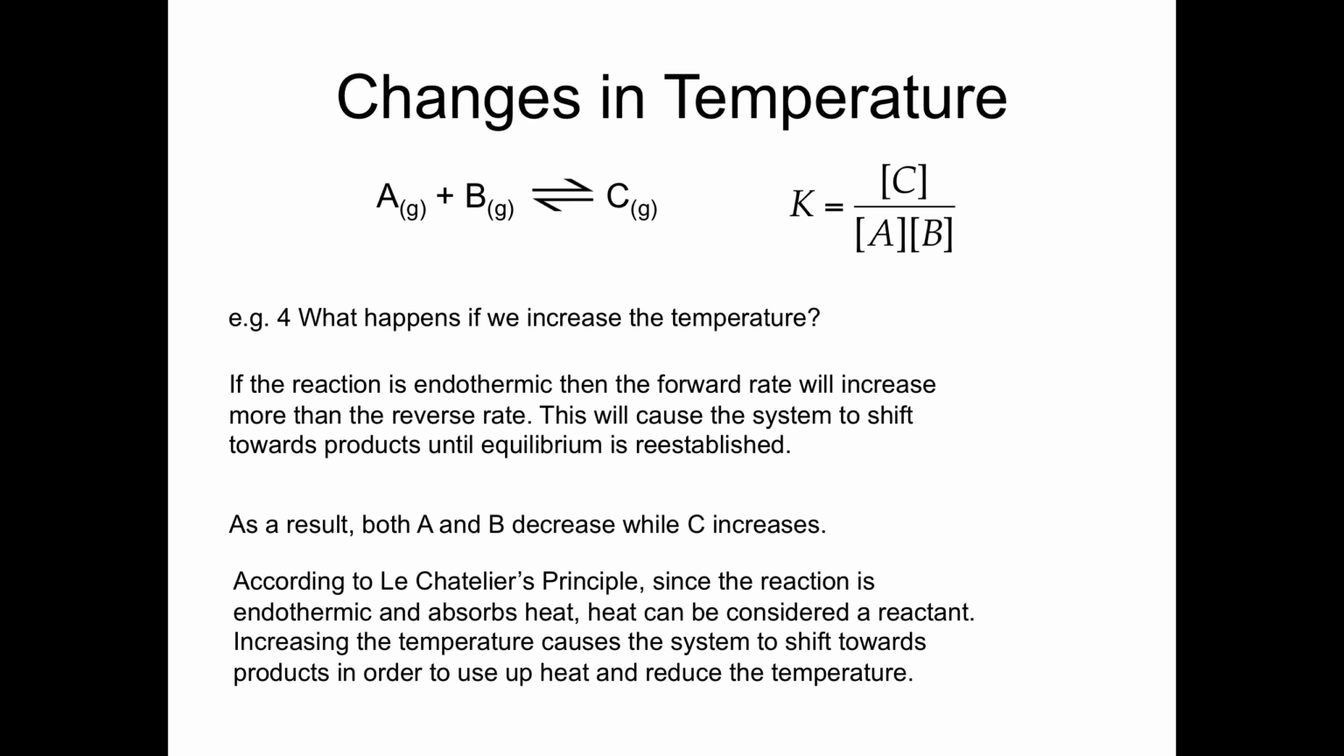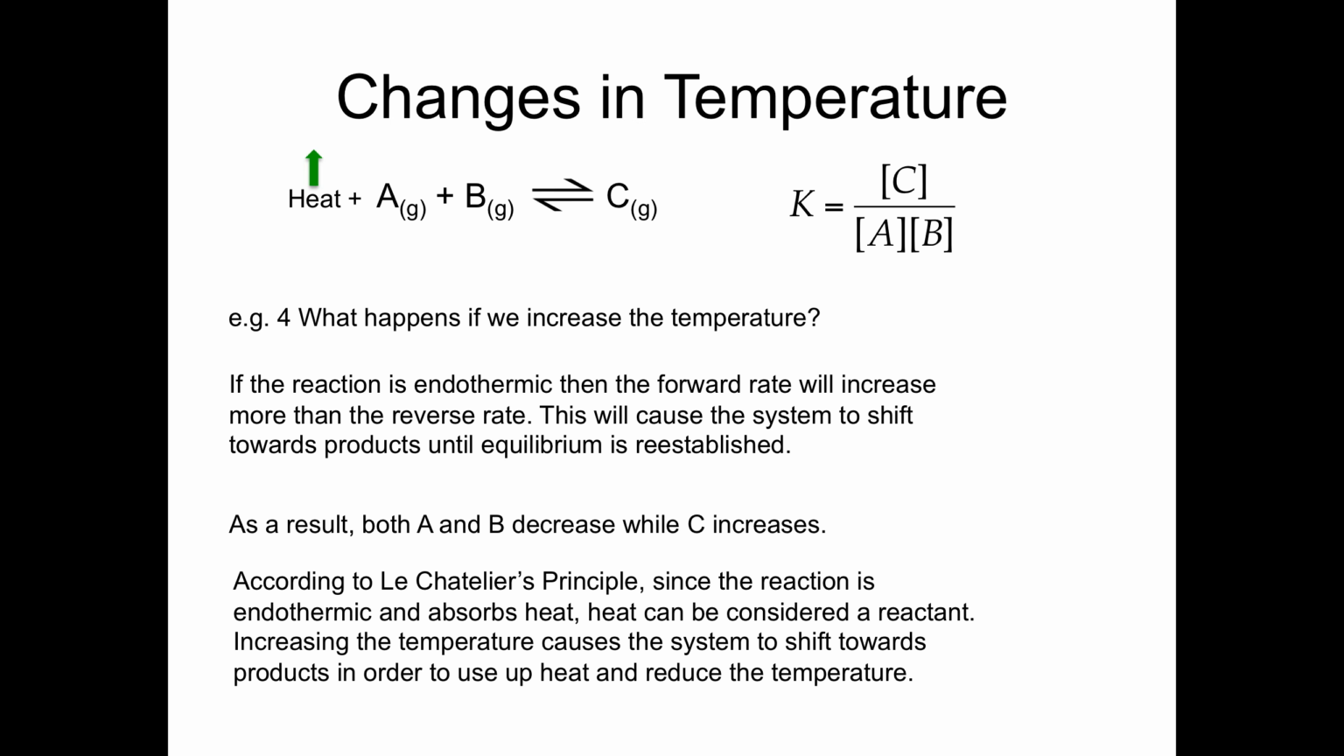But the easy way to determine all of this with Le Chatelier's principle is to consider whether an endothermic or exothermic reaction absorbs heat or releases heat. In this case, if we're considering this to be an endothermic reaction, then it will absorb heat. That means that heat is getting used up, or can be considered a reactant. So if we add heat to the reactant side, this describes an endothermic reaction. Heat gets used up.